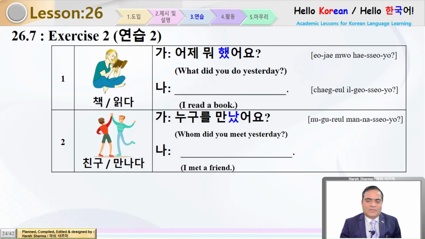Okay. Difficult. Okay, let's have some clue, 여러분. 친구를 만났어요. Be confident, 여러분. You can make these sentences.